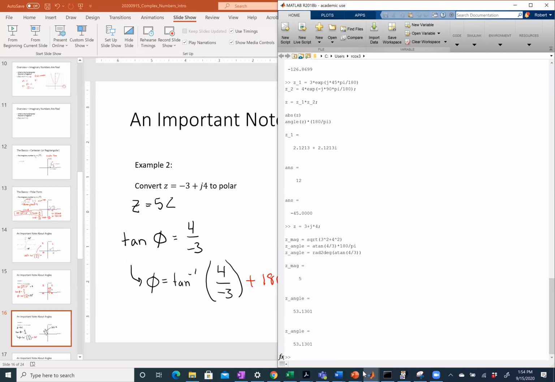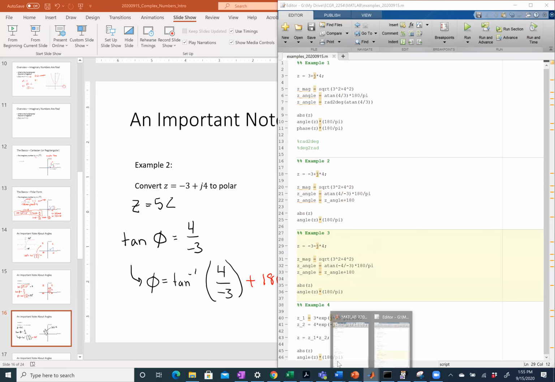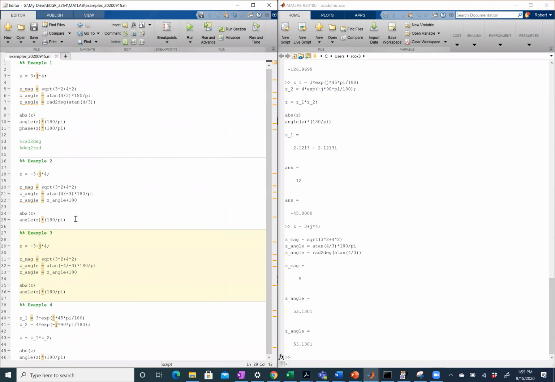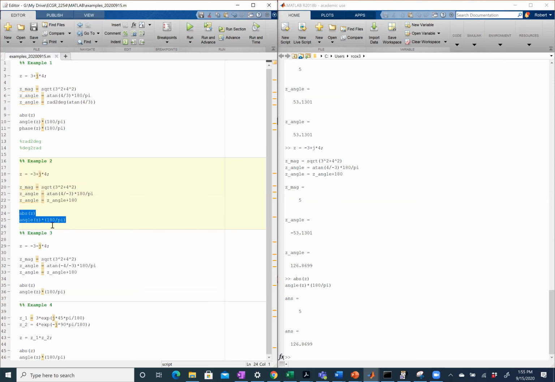Let's run it in MATLAB. I get my command window up and get this up. Let's run example 2 here. First I'm going to run just this part where I did it by hand, and it tells me the angle is 126 degrees. I do a mental check on that. Where is an angle of 126 degrees? Well, 126 degrees should be in the second quadrant. You should be able to remember that. Then if I run this code where I say abs of z and angle of z and evaluate those, I see the magnitude is 5 and the angle is 126 degrees. So I got the same result in both cases.